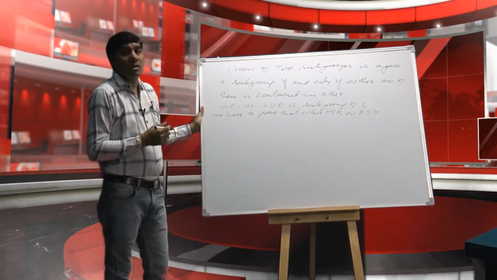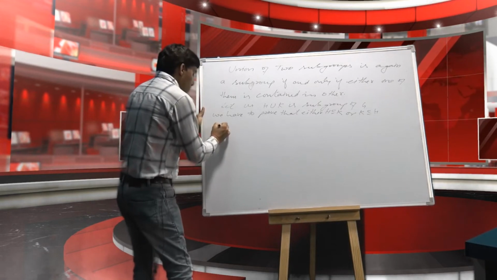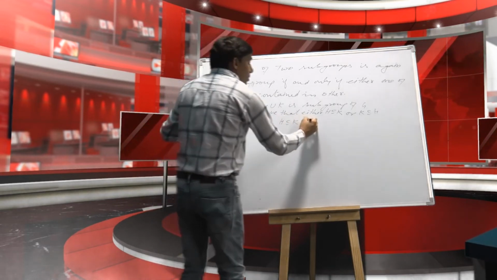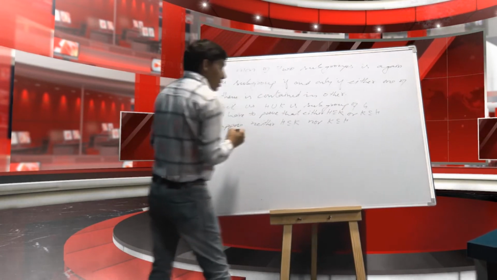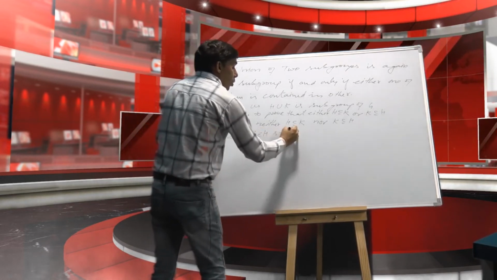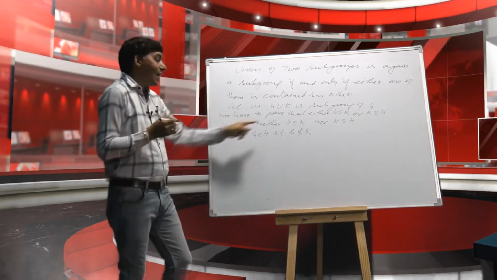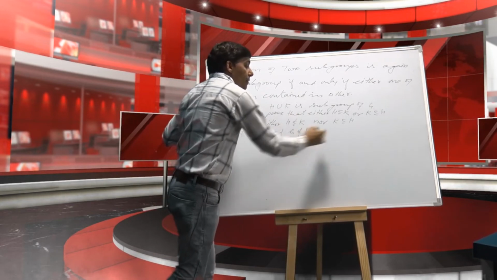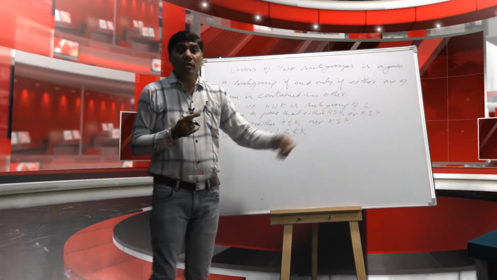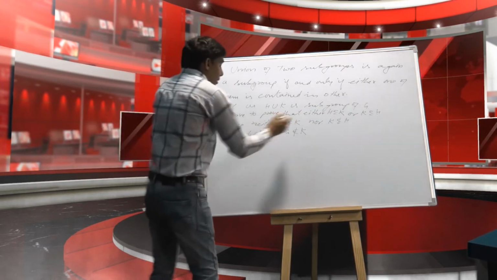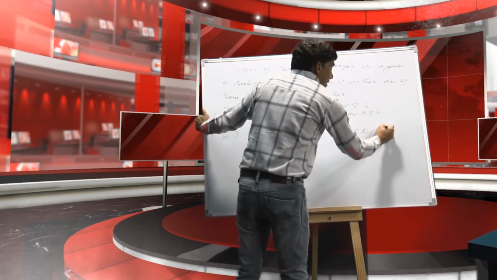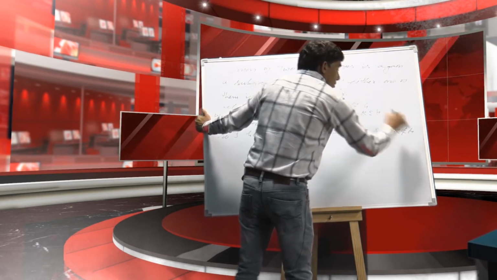We prove this result by using contradiction. Suppose neither H is contained in K nor K is contained in H. So there exists small h belonging to capital H such that small h does not belong to K. H is not contained in K, that means there exists an element belonging to H which does not belong to K, and there exists small k belonging to capital K such that small k does not belong to H.